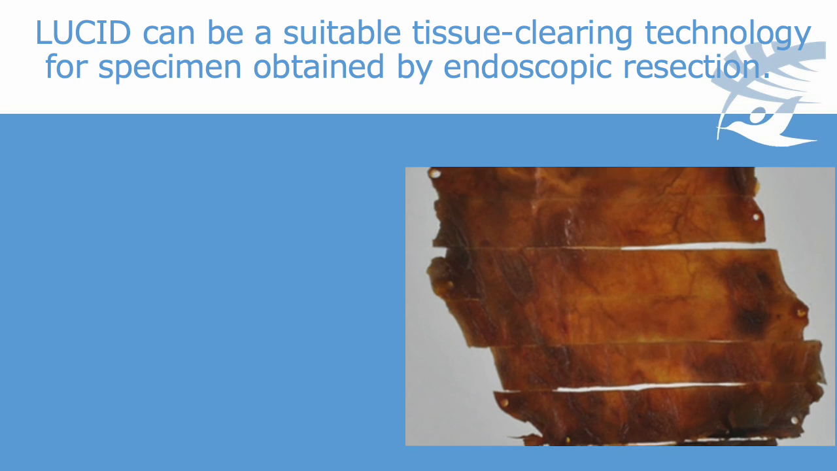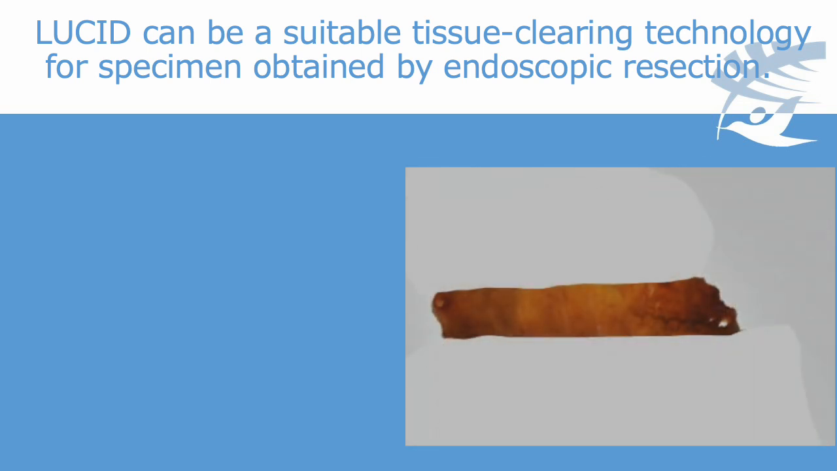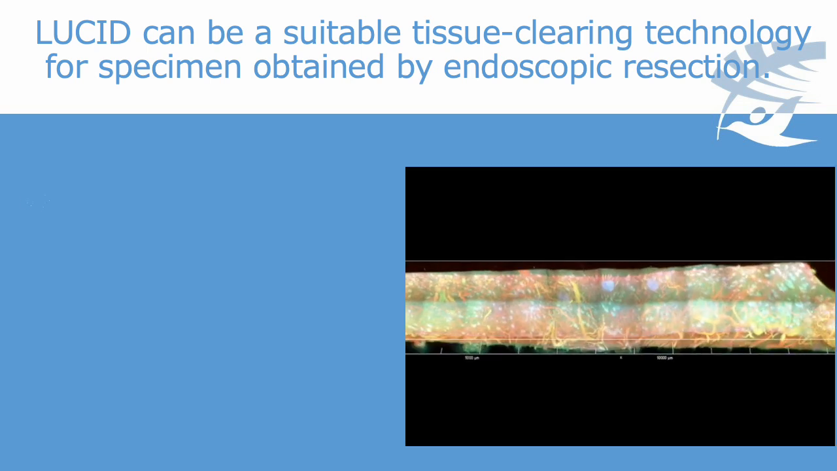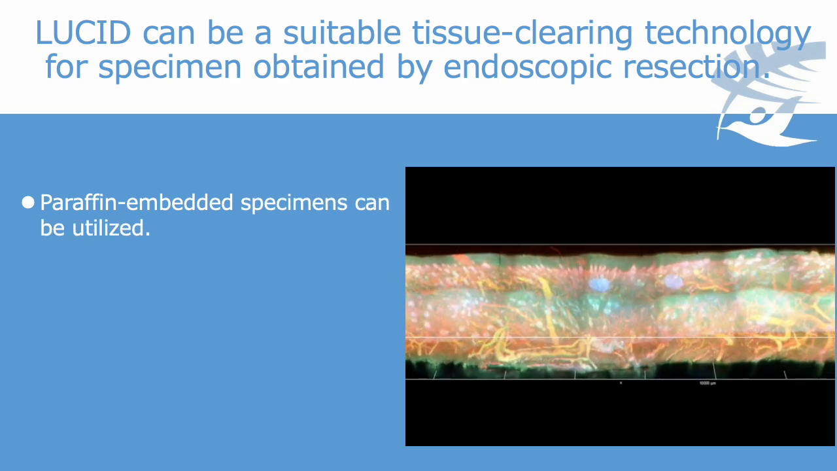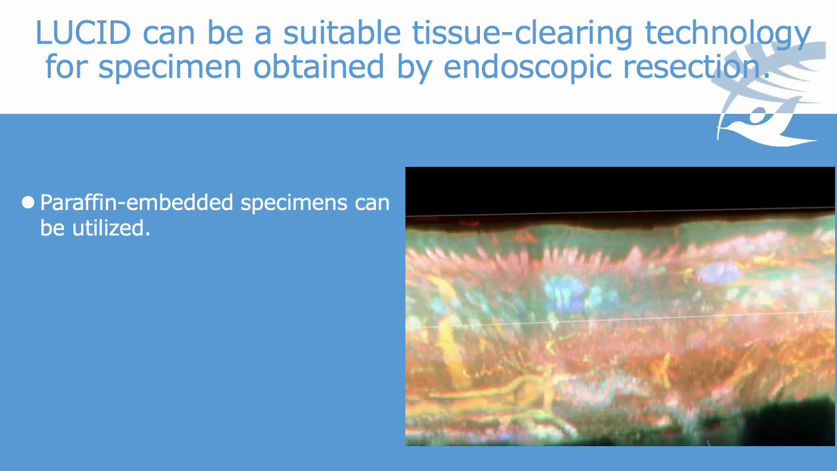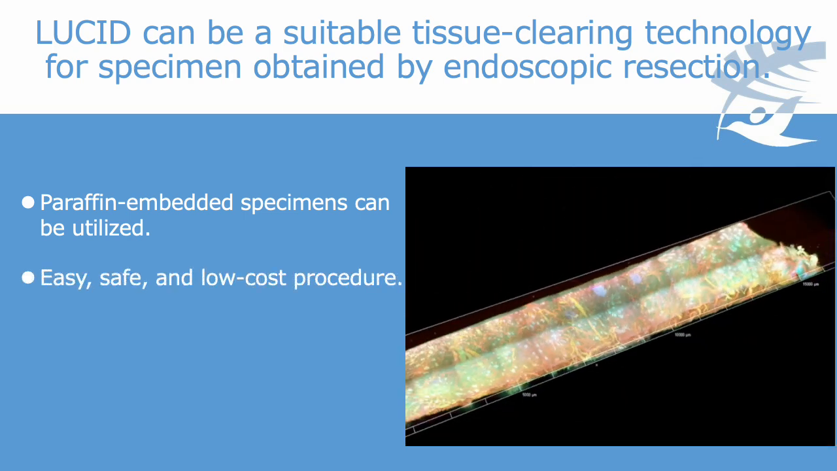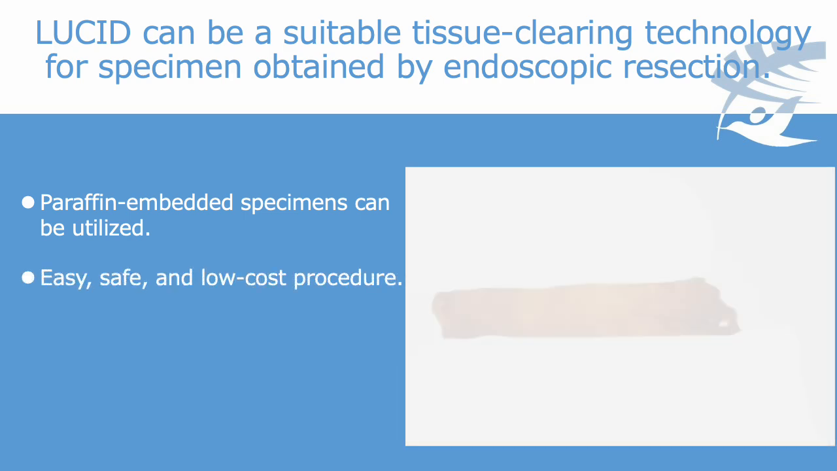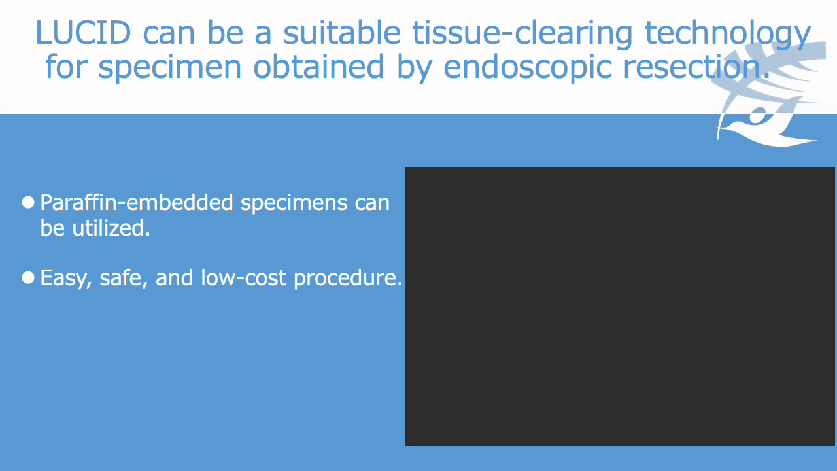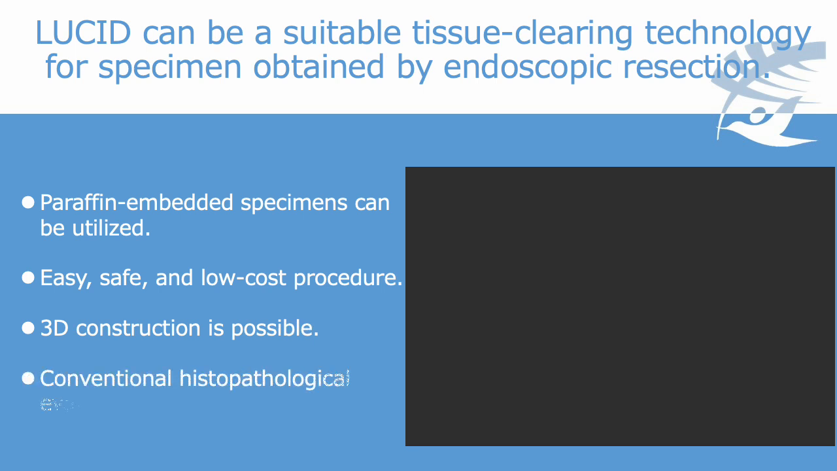In summary, the advantages of tissue transparency using the LUCID method include the ability to use paraffin blocks from previous endoscopic procedures, simplicity, safety, and low cost, the possibility of 3D construction, and above all, the ability to return to paraffin blocks for normal evaluation after the evaluation is complete.